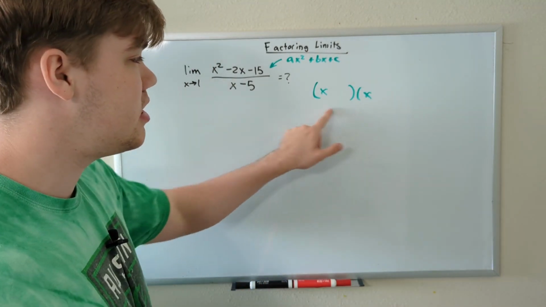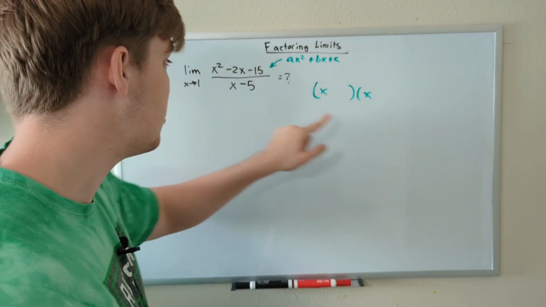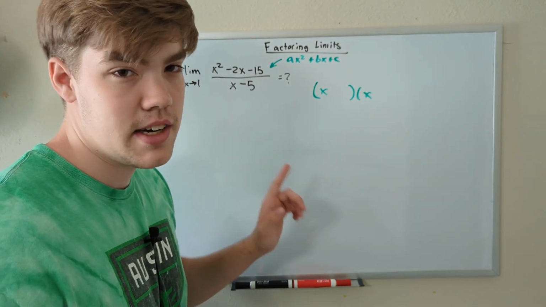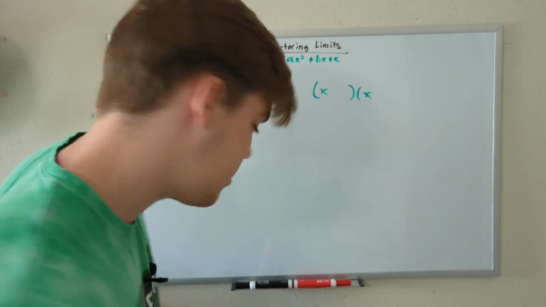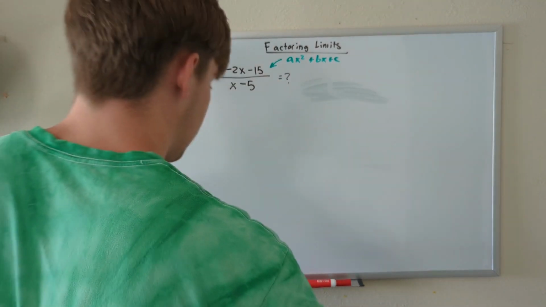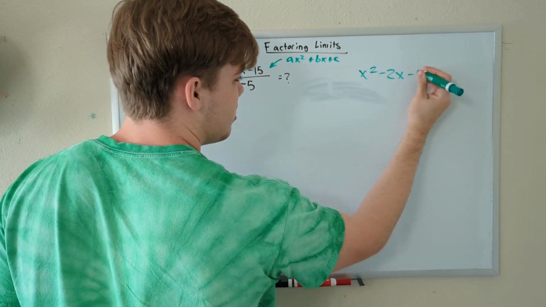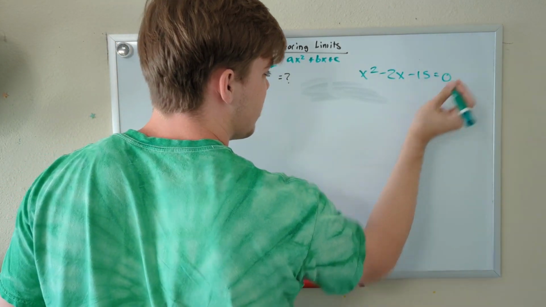Meaning that we can turn this into two factors that multiply by each other to equal this and possibly simplify our problem down. Let's try this out and see if we get our factors simplified. Okay, so let's factor x squared minus 2x minus 15 is equal to 0.